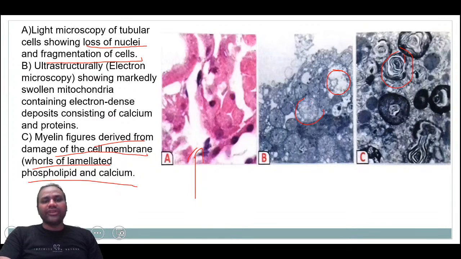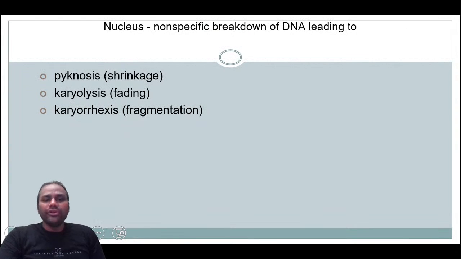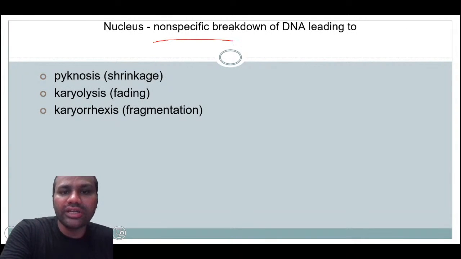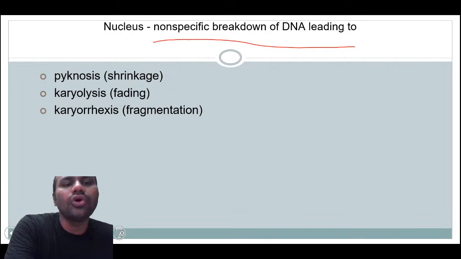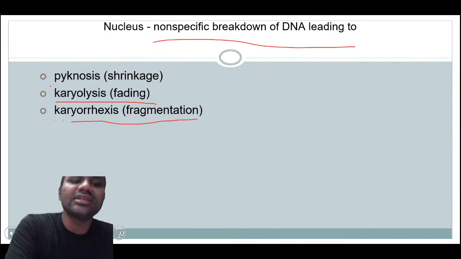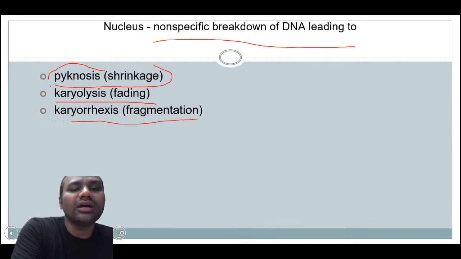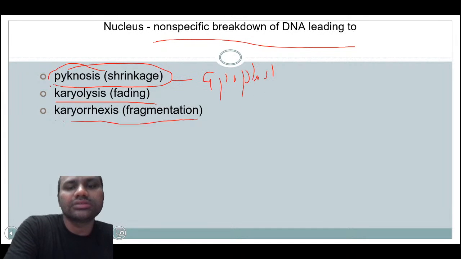If they undergo calcification, that is saponification. In the nucleus also, necrosis will show irreversible changes, that is karyolysis and karyorrhexis. Remember, pyknosis will be shown by apoptosis. In apoptosis you can see pyknosis.